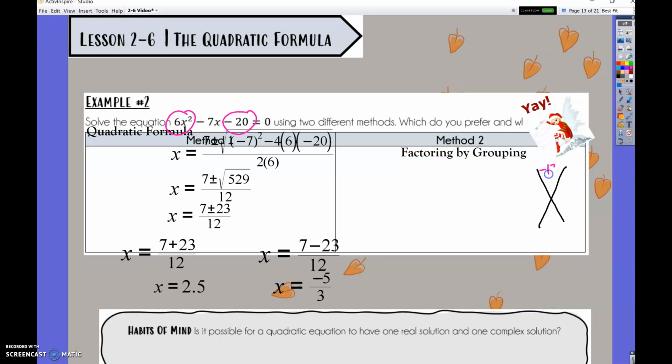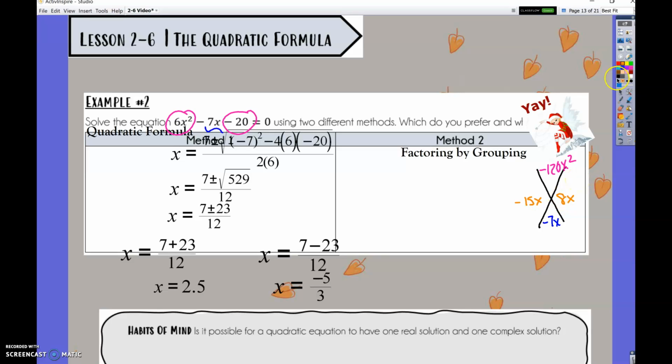And we'd have -120x squared. And the bottom we would have our 7x, or -7x. And we need to multiply things to multiply to -120, but add to -7. That's going to be a -15x times 8x.